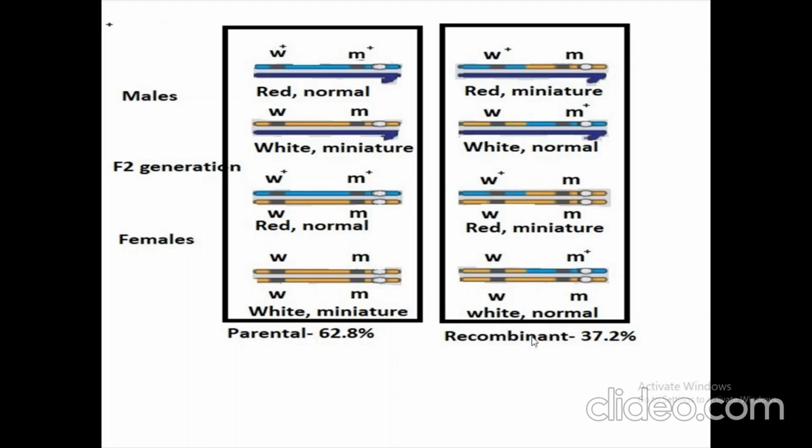Now, based on these results, he concluded that the distance between the genes W and M, or W plus and M plus, is more compared to W plus and Y plus. He concluded that genes M plus and W plus, which are located on X chromosomes, were loosely linked because they showed a high percentage of recombination, that is 37.2%. So the distance between them is more compared to the distance between W plus and Y plus genes.